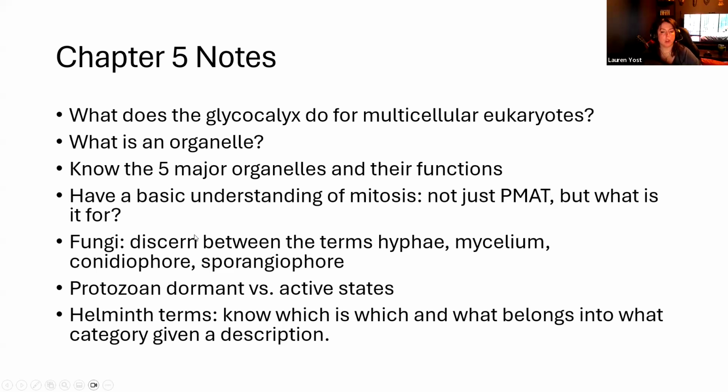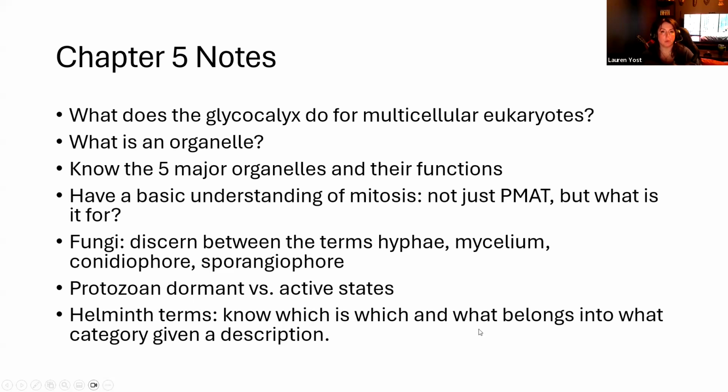Fungi, be able to discern between those terms. If I slapped them all up there and you have to choose the right one for a definition, and they're all fungi related, know the difference, okay? Protozoan, dormant versus active states. That's going to be the dormant is the cyst, active is going to be the trophozoite. That's analogous to bacteria. Dormant is the endospore and active is the vegetative.